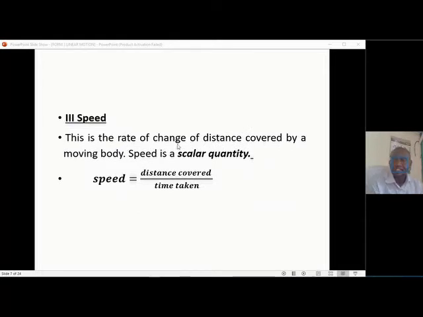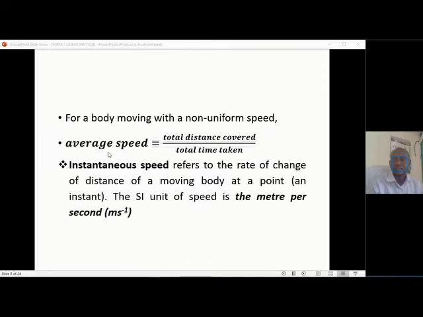Speed. This is the rate of change of distance covered by a moving body. Speed is a scalar quantity. So speed is distance covered over time taken. For a body moving with a non-uniform speed, you just get the average speed, where you get the total distance and the total time taken. Instantaneous speed refers to the rate of change of distance of a moving body at a particular point. The SI unit of speed is meter per second. To get instant, you are referring to a particular point.